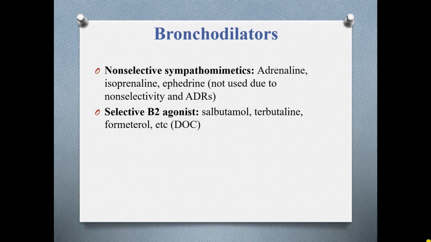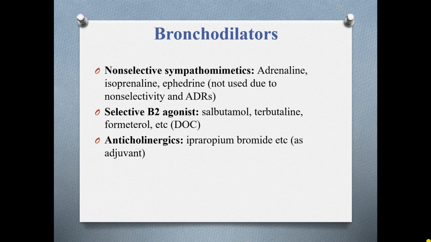Instead, we are using selective beta 2 receptor agonists for the treatment of bronchial asthma as bronchodilators. As you all know, respiratory smooth muscles have beta 2 receptors and stimulation of beta 2 receptors will produce bronchodilation. So selective beta 2 receptor agonists are salbutamol, terbutaline, formoterol. They will be used as the drug of choice.